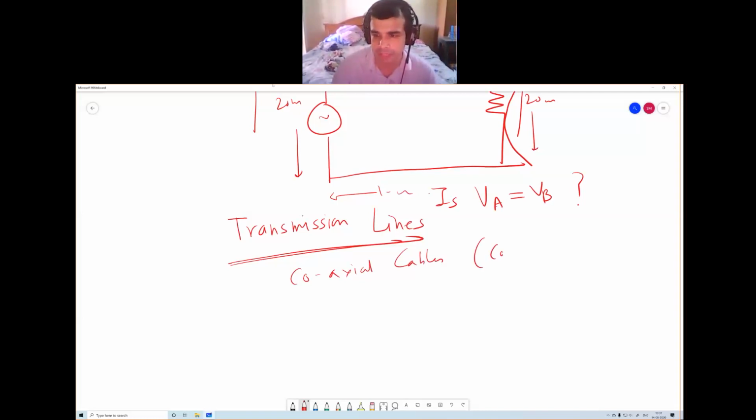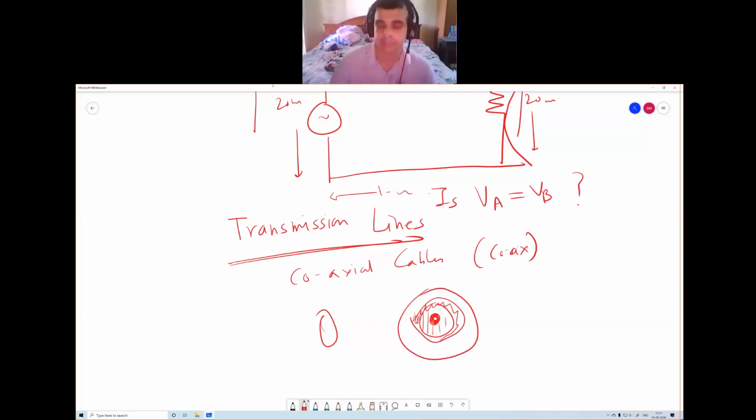Many books write it as coax, whatever you want to say. This has one central conductor surrounded by a dielectric material, then another conductor and another dielectric material. So these are examples of a transmission line.